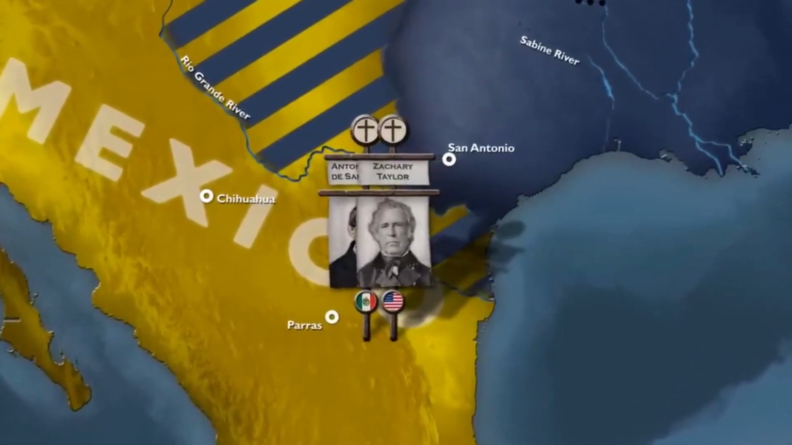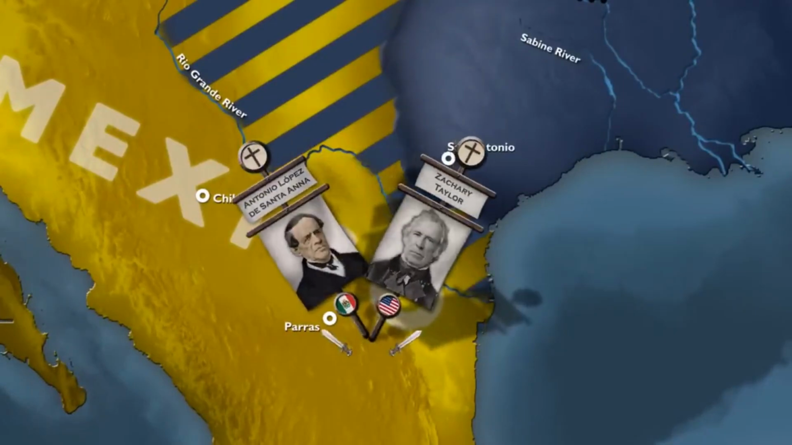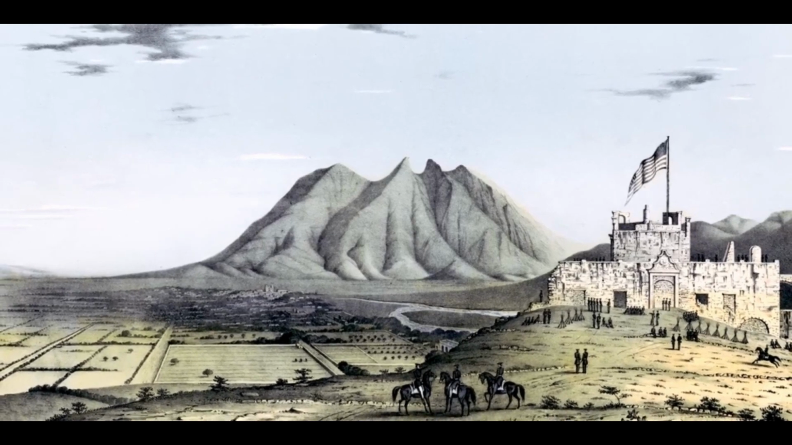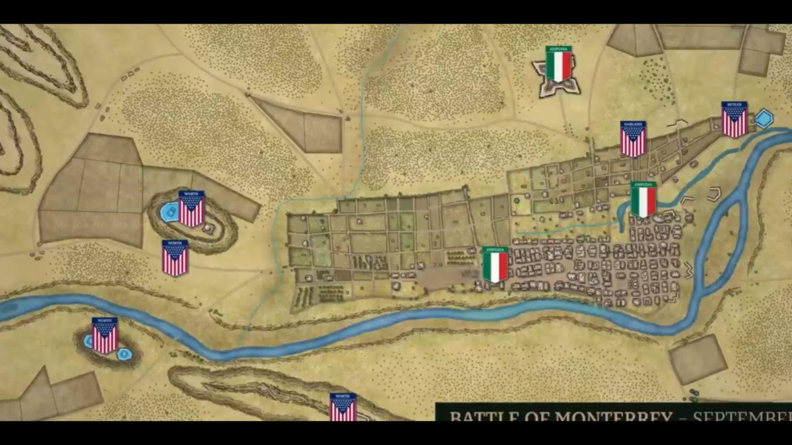While Taylor fought in northern Mexico, the United States prepared a completely different strategy. American leaders recognized that capturing Mexico City would likely end the war. To achieve that objective, they launched an ambitious campaign under General Winfield Scott. Scott's operation would become one of the most remarkable military campaigns of the 19th century.